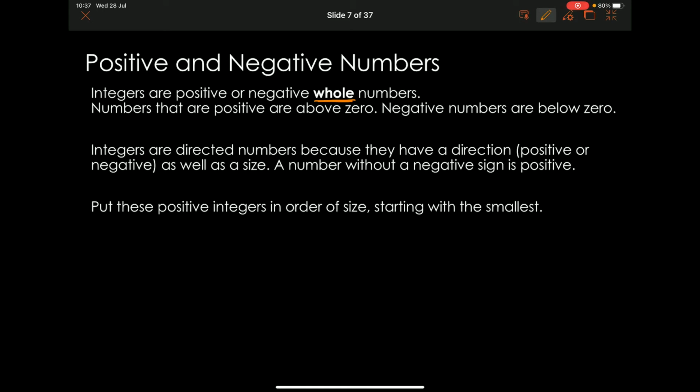I'm going to let you pause the video again, and I want you to put these positive integers in order of size, starting with the smallest. I'm sure you can do that relatively easily. If you are confused, remember you can write your units, tens, hundreds. You can go back and look at the place value chart that we looked at previously. Units, tens, hundreds, thousands. And you'll be able to see which ones are bigger and which ones are smaller. Pause the video and then I'll put the answers on.